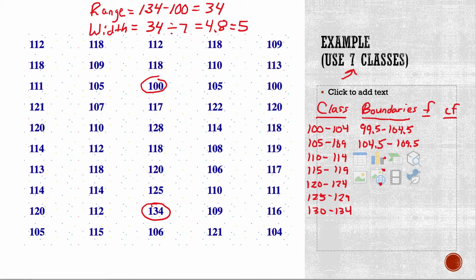Okay, so for frequency, remember that you're going to count. So you're going to go through the data set and you're going to count the number of values between 100 and 104. All right, so I'm going to do that real quick.